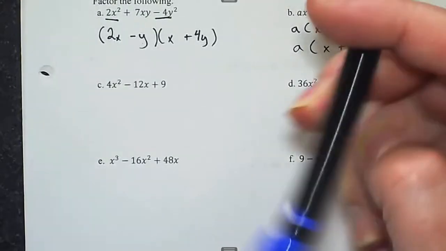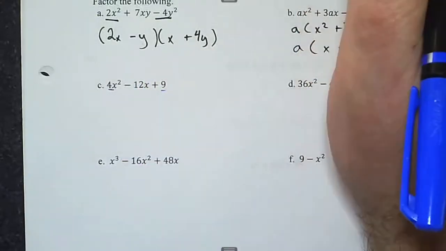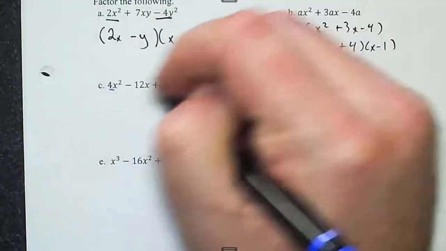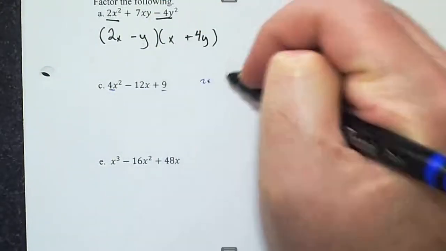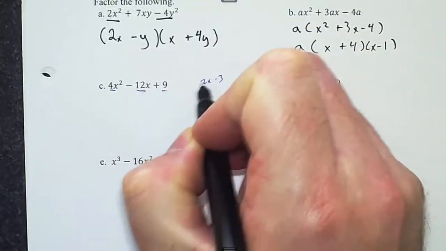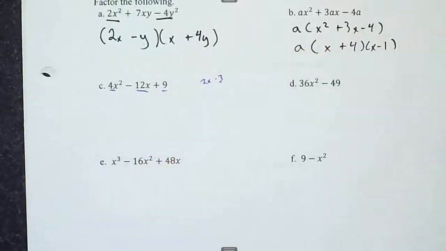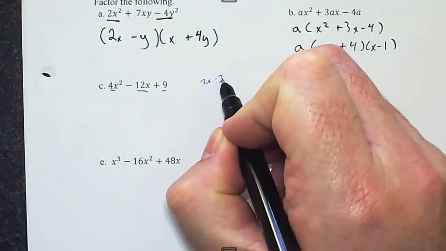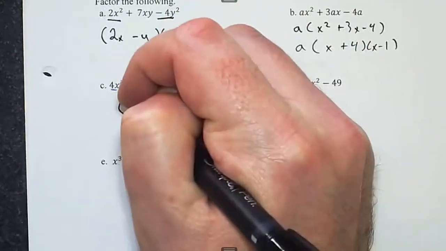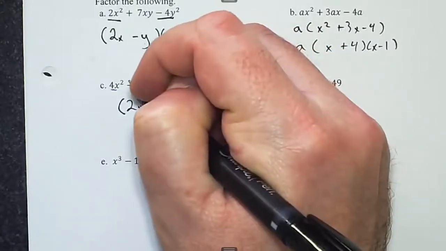All right, this next one. The first and last terms are perfect squares, so it doesn't guarantee it, but that means there's a chance this is a perfect square trinomial. The square root of 4x squared is 2x. The square root of 9 is 3. So what we need to do is see if this middle term is these two things times each other times 2. 2x times 3 is 6x. If I double it, I get 12. So that means this is a perfect square trinomial. Take the square root of 4x squared, take the square root of 9, and then take this sign in the middle.